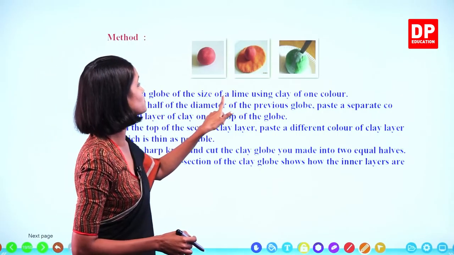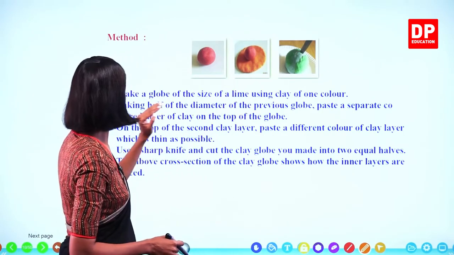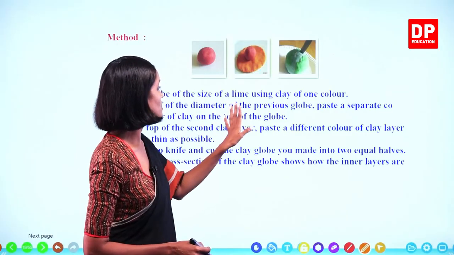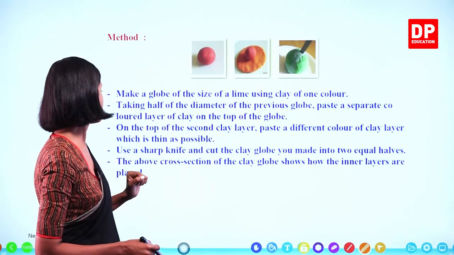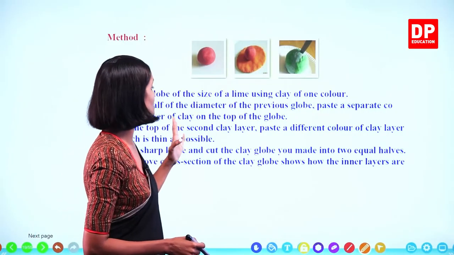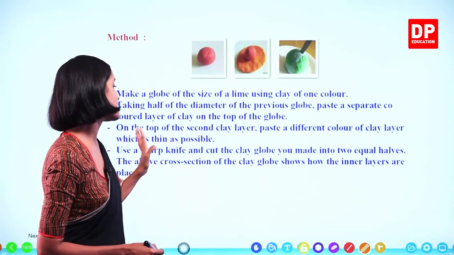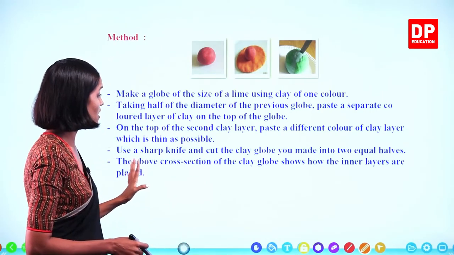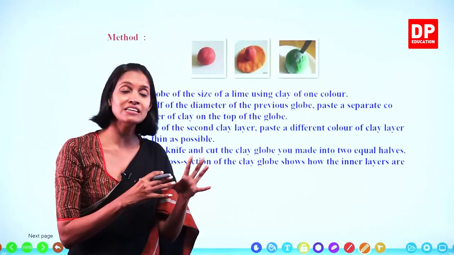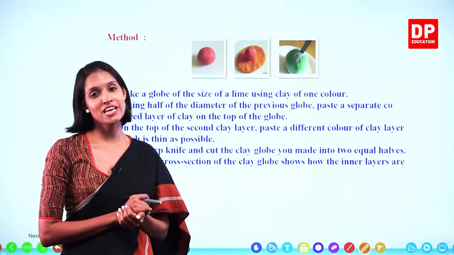Make a globe the size of a lime using clay of one color. Taking half of the diameter of the previous globe, paste a separate colored layer of clay on the top of the globe, right? On top of the second clay layer, paste a different color of clay layer, as thin as possible. And then, after making all these three structures, use a sharp knife and cut the clay globe you made into two equal halves, right? The above cross-section of the clay globe shows how the inner layers are placed, right? So when you cut this into two equal halves, you can observe all three layers very clearly, and that will be a very good structure similar to the inner layers of the earth. We will do this activity now.